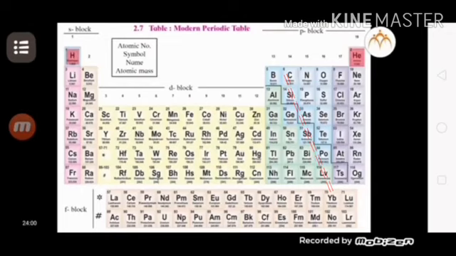A zigzag line can be drawn in the p block of the periodic table. The 3 traditional types of elements can be clearly shown in the modern periodic table with the help of the zigzag line. The metalloid elements lie along the border of the zigzag line. All the metals lie on the left side of the zigzag line, while all other non-metals lie on the right side.